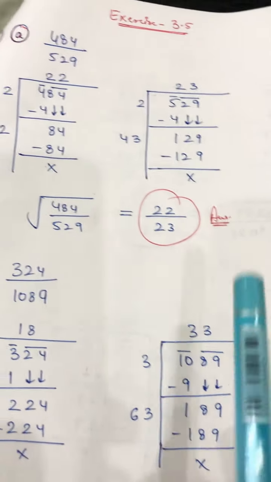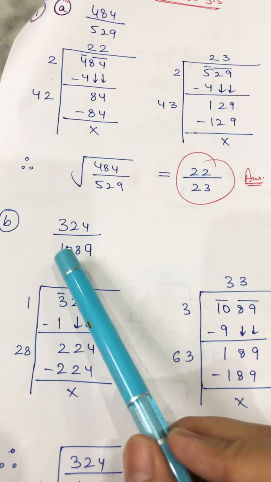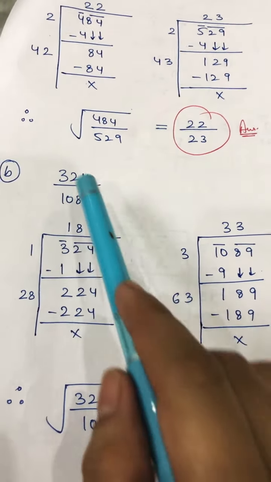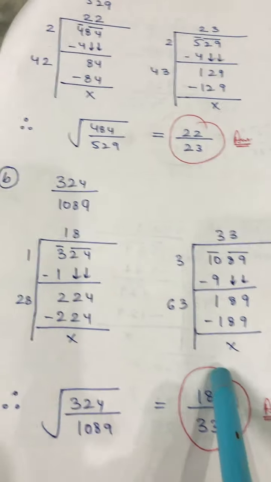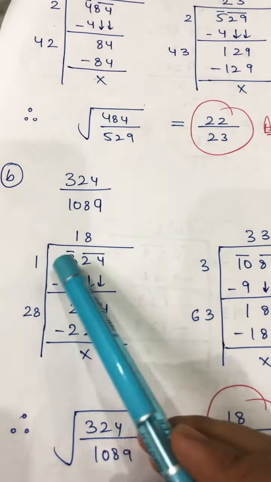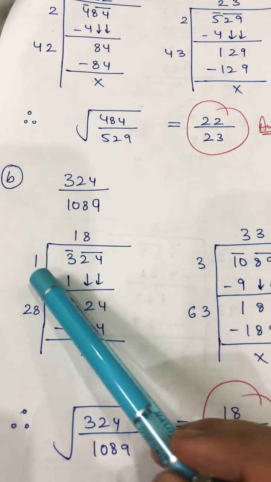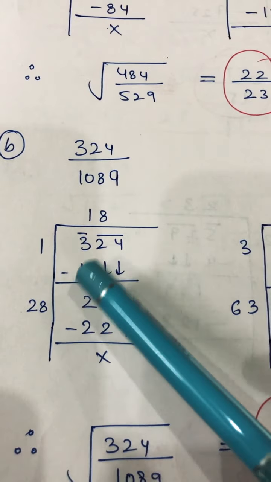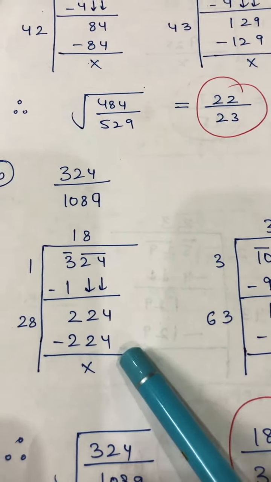Now the B part is 324 divided by 1089. Now take out the square root of the numerator and denominator separately. Start making pairs here and here. Here this is a single digit, so 1 1s are 1, 3 minus 1 is 2, and take out the next two digits. And here 1 plus 1 is 2, so it will go on 8, 28 8s are 224.